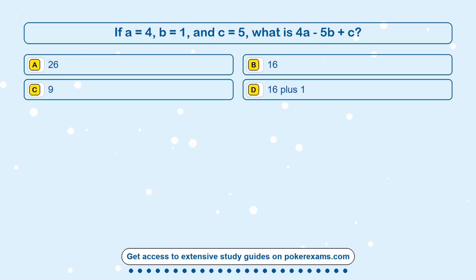Question 8. If A equals 4, B equals 1, and C equals 5, what is 4A minus 5B plus C? Option A 26. Option B 16. Option C 9. Option D 16 plus 1.